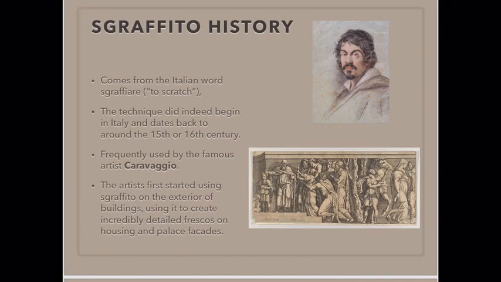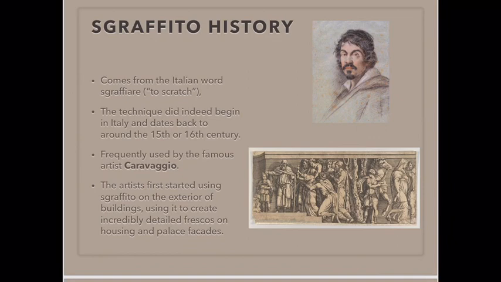The word Sgraffito comes from the Italian word that means to scratch, and the technique began in Italy and dates back to around the 15th or 16th century, so a very long time ago. It was used a lot by a famous artist named Caravaggio, and he and his artist friends would decorate the outside of houses with this technique.